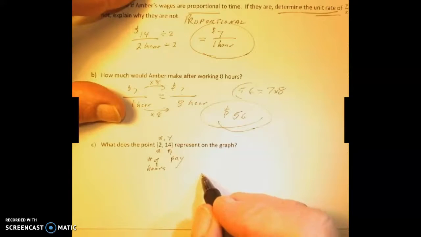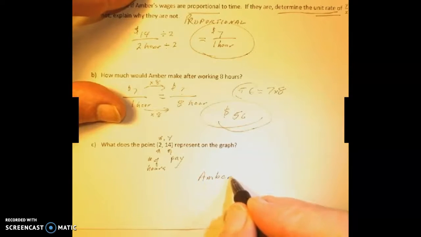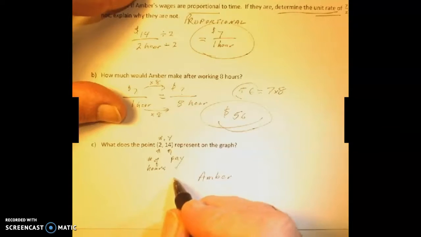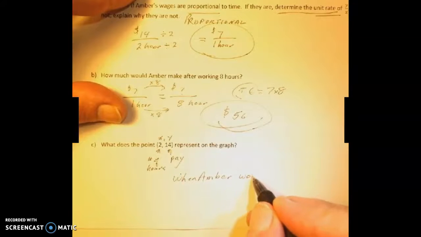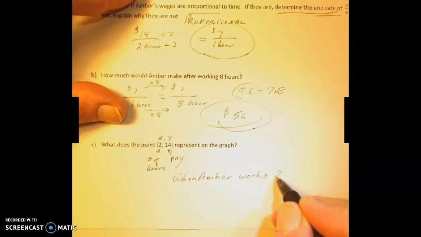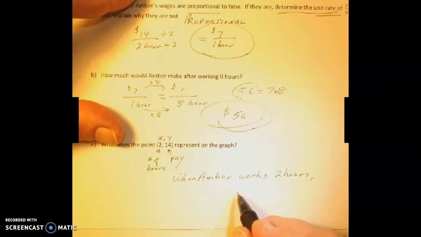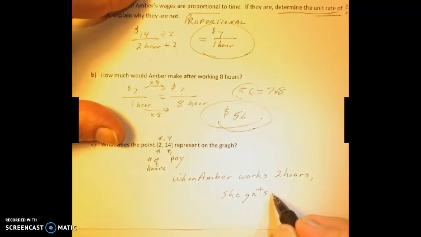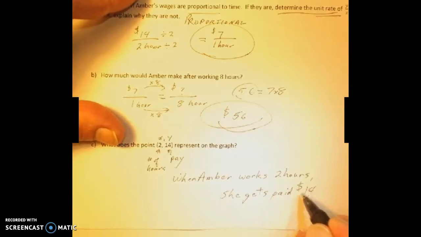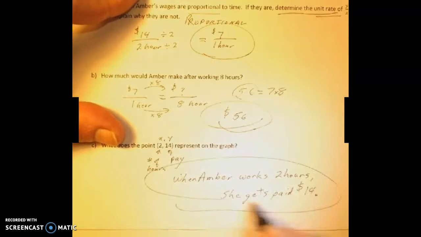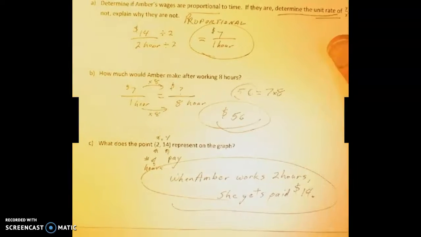It says that when Amber works 2 hours, that's what the x-coordinate means, she gets paid $14. Okay, you should make a sentence something like that. On to the next question, question 11.